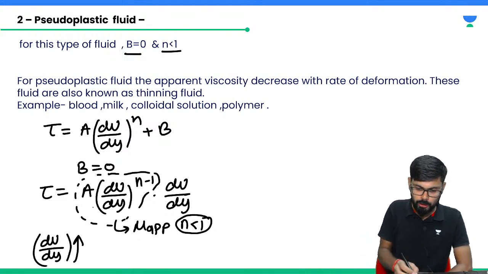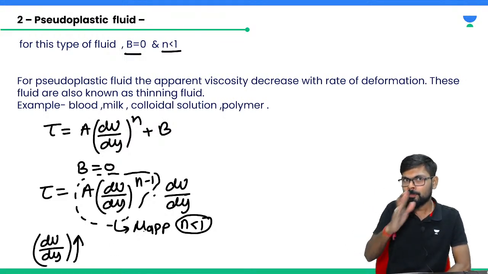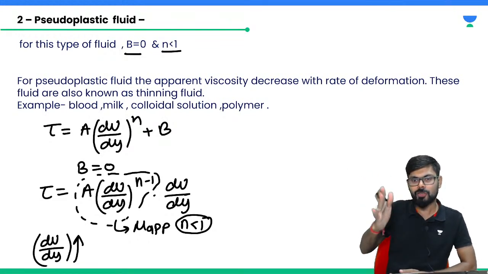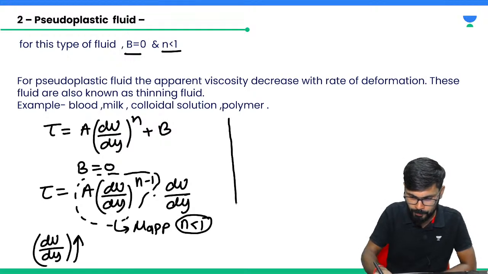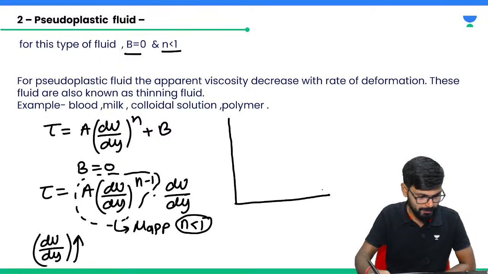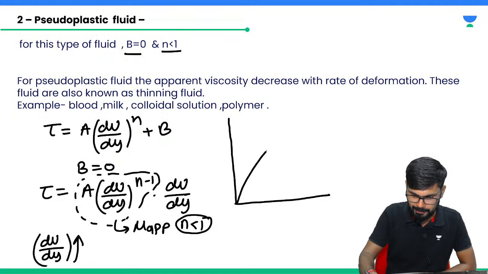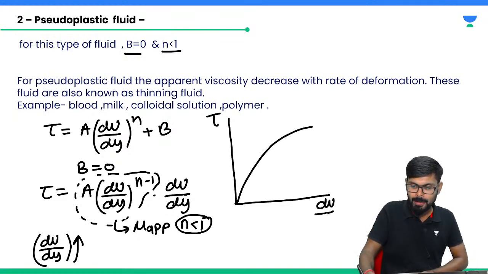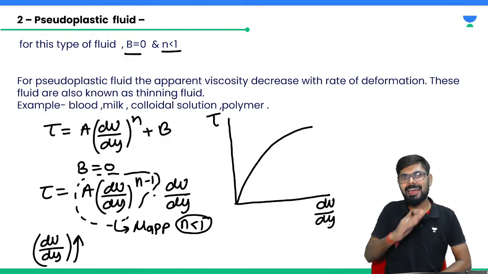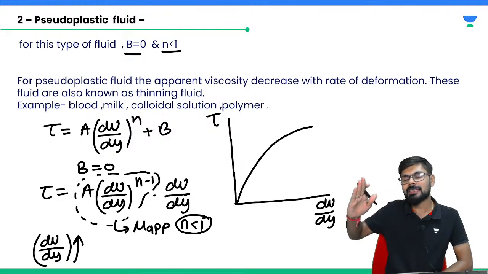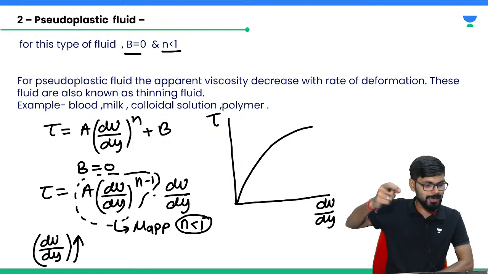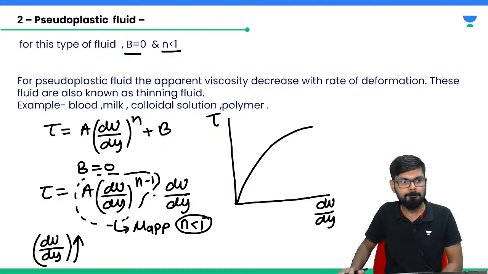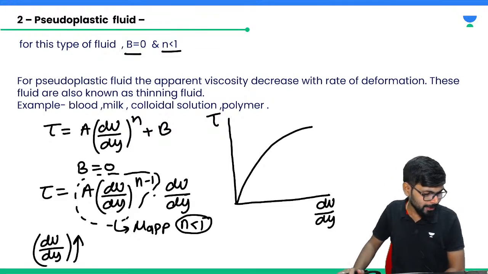Now tau is equal to, this is also the same, y is equal to mx equation. So here also if I draw, then this is going to be something like this. Now here you can see that as du/dy increases, then slope value decreases. Slope value decreases. Clear hai? Arre, notes you will get bhaiya.